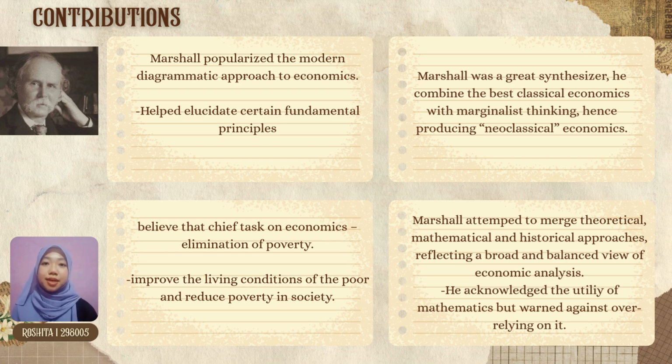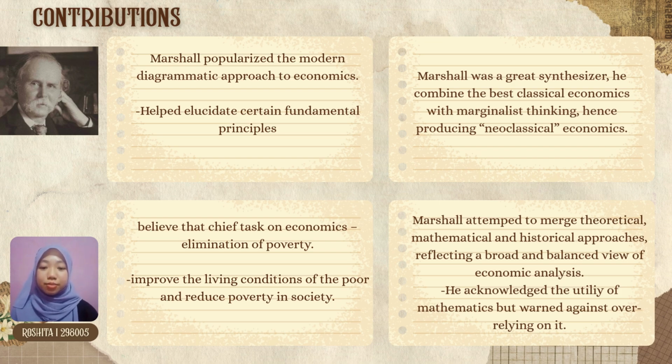Next, I'm going to explain Alfred Marshall's contribution. First, Marshall popularized the modern diagrammatic approach to economics that helped elucidate certain fundamental principles. Second, Marshall was a great synthesizer. He combined the best of classical economics with marginalist thinking, hence producing neoclassical economics. Next, he believed that the chief task of economics is the elimination of poverty. So there is a need to improve the living conditions of the poor and reduce poverty in society. Economists should ensure that economic growth benefits everyone, especially the underprivileged.